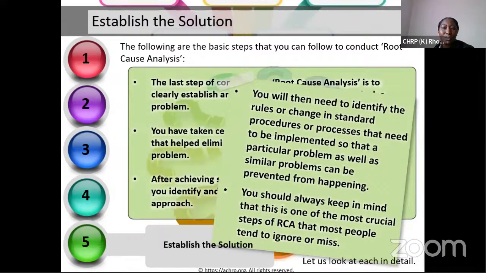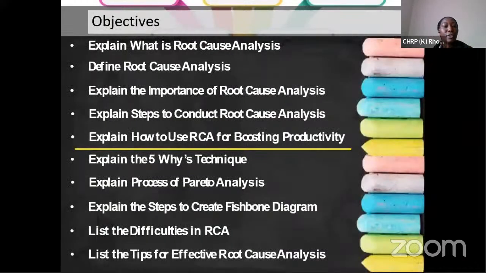Again, it also depends on the attitude of the management and the management style, whether the solutions we've put here today will work for our tomorrow. So we say we should always keep in mind that this is one of the most crucial or critical steps in the root cause analysis: how you close it. Don't leave it with some loose ends. And people tend to ignore that.